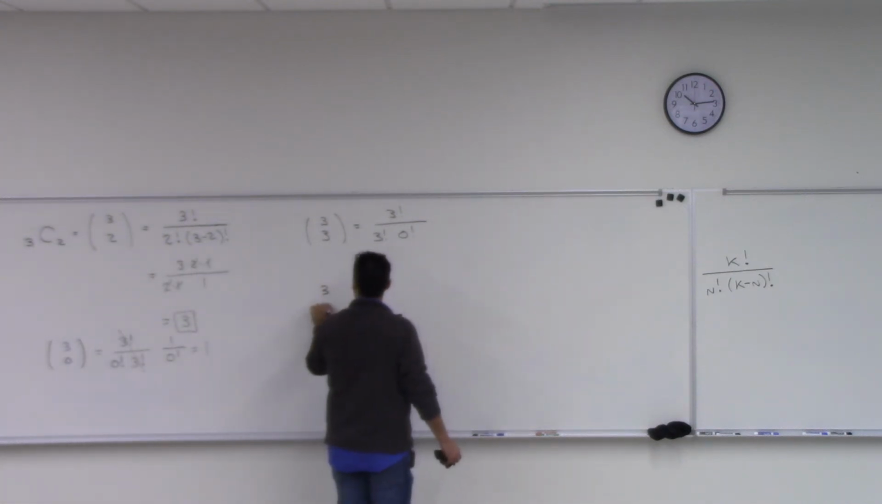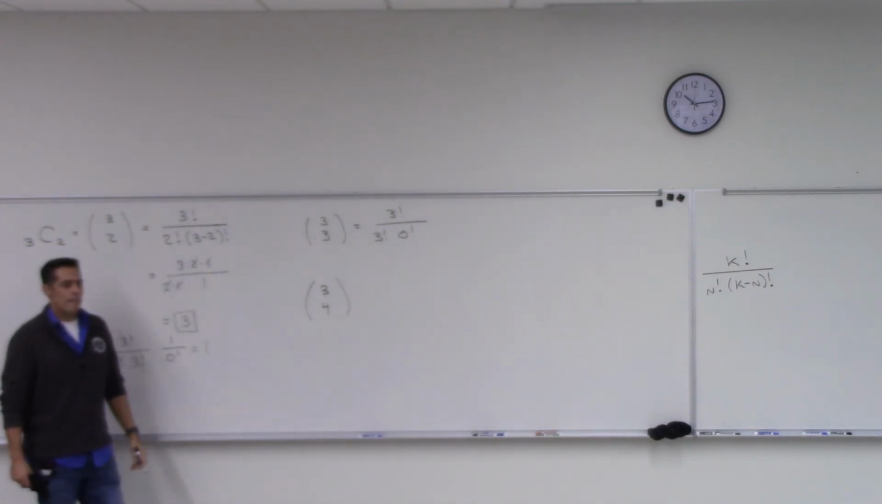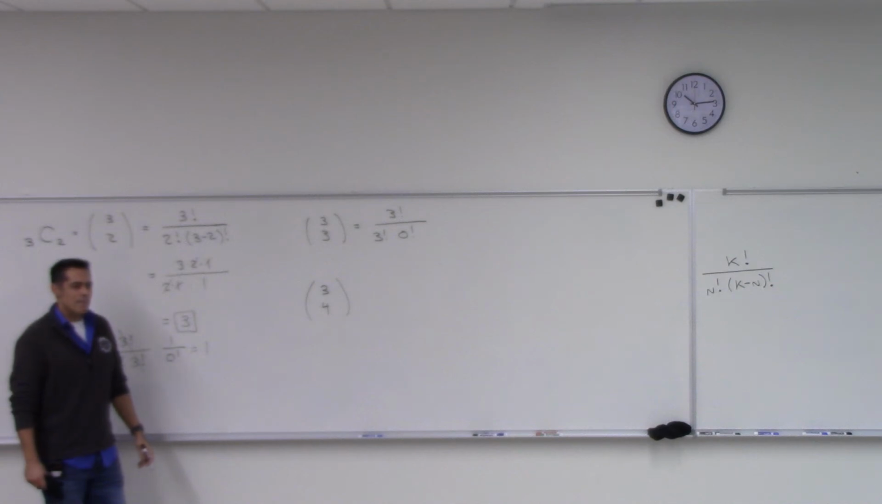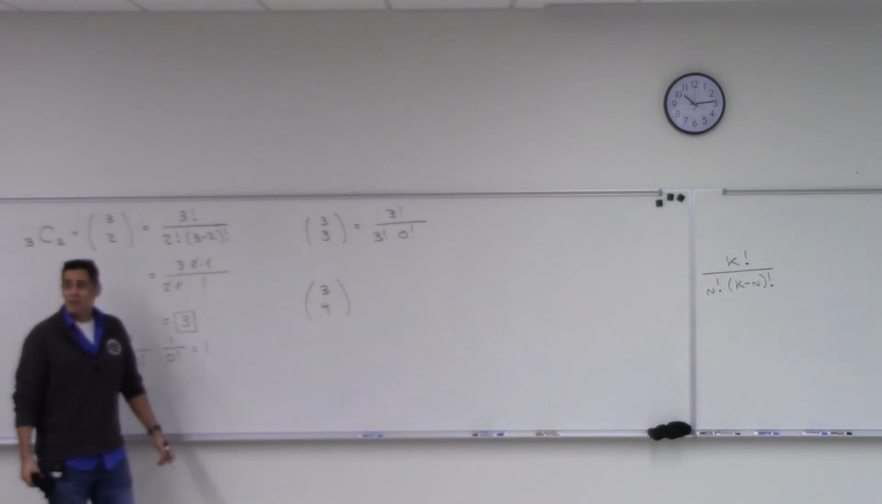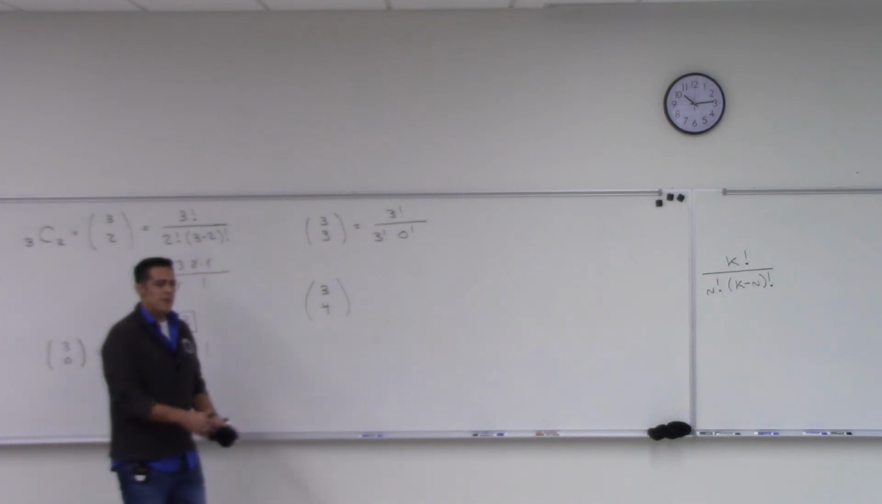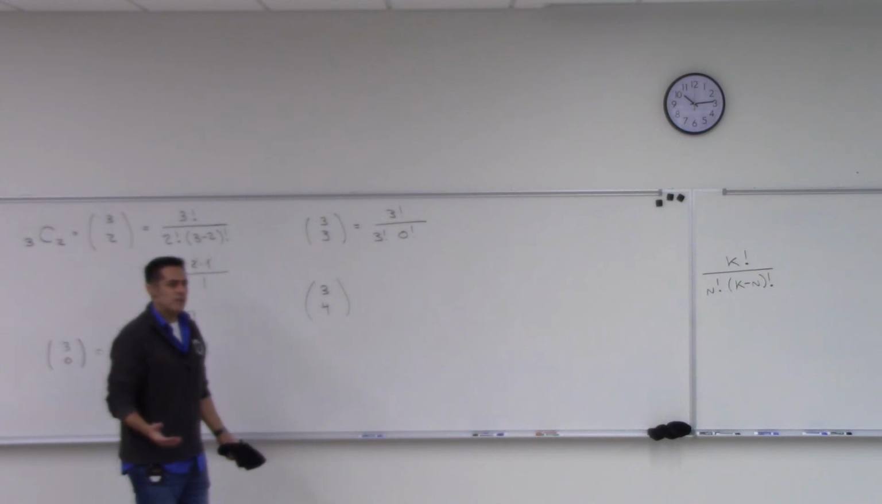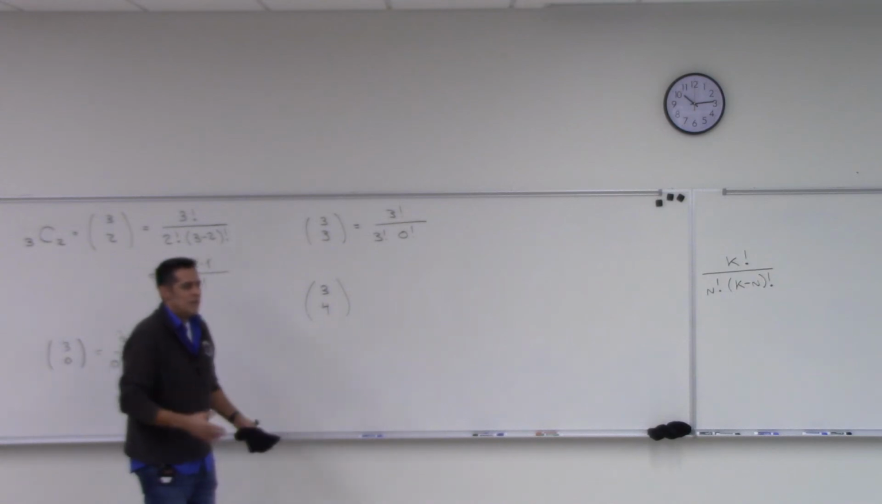How about this? This is an important one. 3 choose 4. What do you think? I'm seeing there's no way this can happen, right? If you have 3 objects in a bucket, I say, hey, take out 4 of them, how many ways can you do that? There's no ways you can do this, okay?